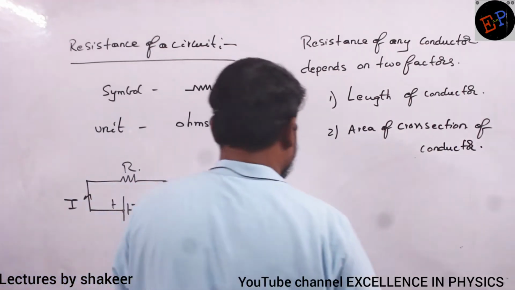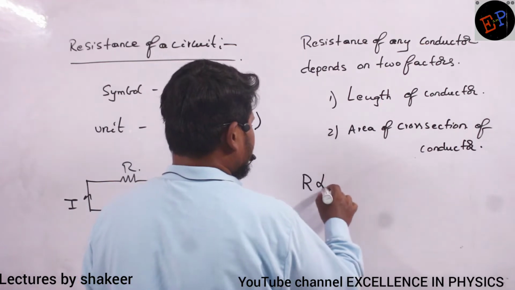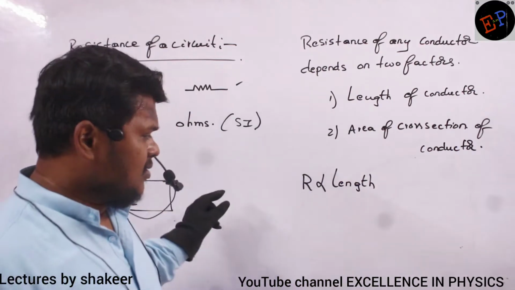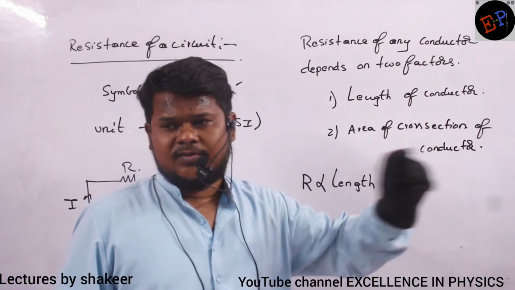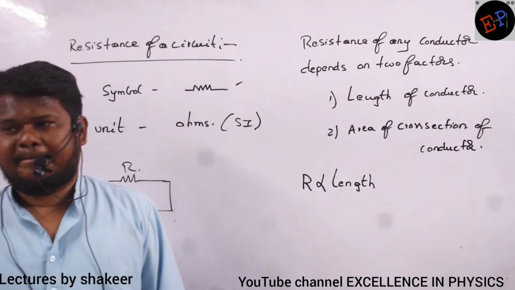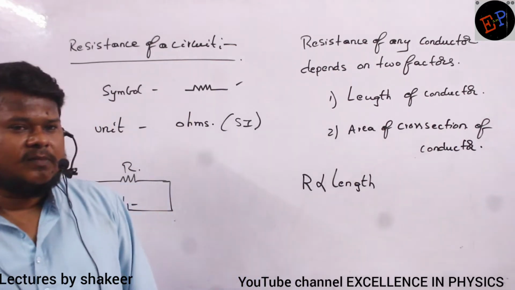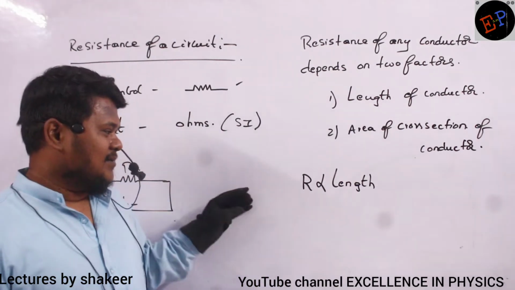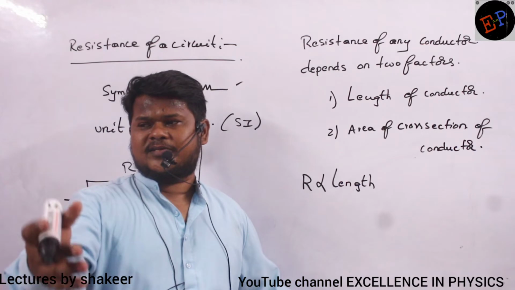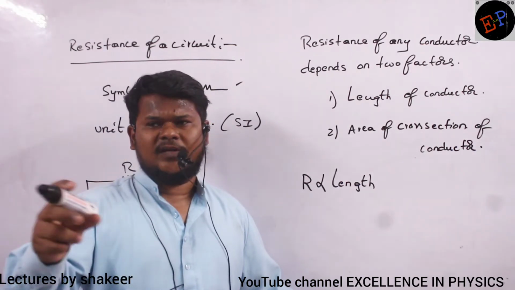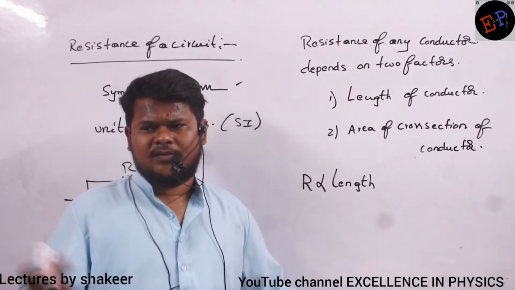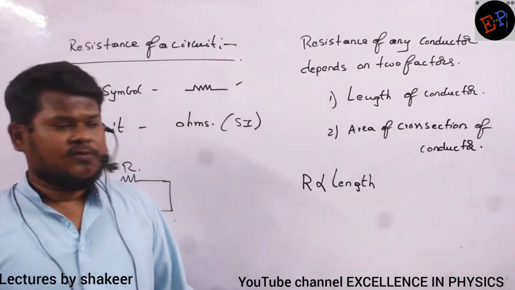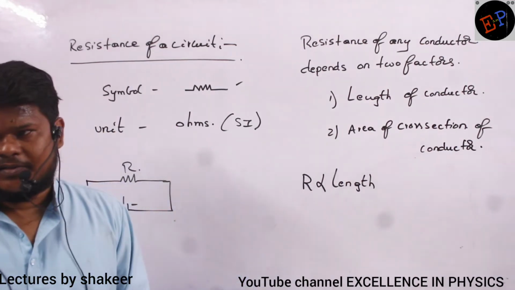So what is the first statement I will write? Resistance is directly proportional to the length of the conductor. If the length of a conductor increases, resistance also increases. Why? What is the reason? The electron has to travel a greater distance, so the number of collisions will increase. So you have to do more work, and the EMF of the battery should be greater. So if length increases, resistance automatically increases.